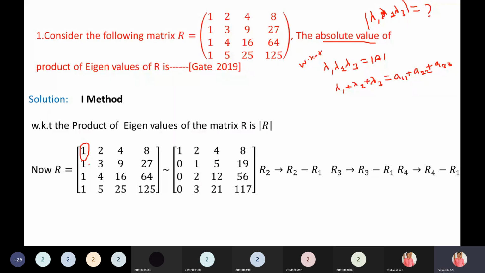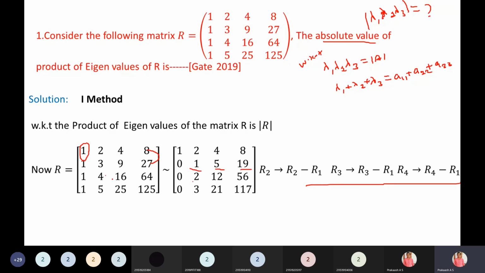So R1 stays. R2 is written as R2 minus R1, R3 is written as R3 minus R1, R4 is R4 minus R1. If you do that, 1 minus 1 is 0, so all are 0. 3 minus 2 is 1, 9 minus 4 is 5, 27 minus 8 is 19. And 4 minus 2 is 2, 16 minus 4 is 12, 64 minus 8 is 56.